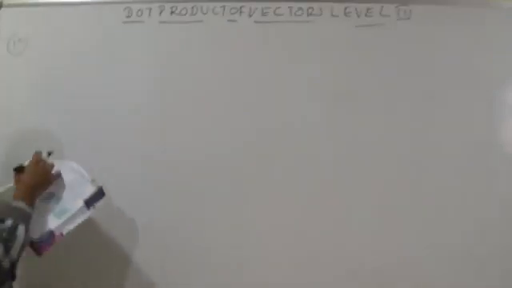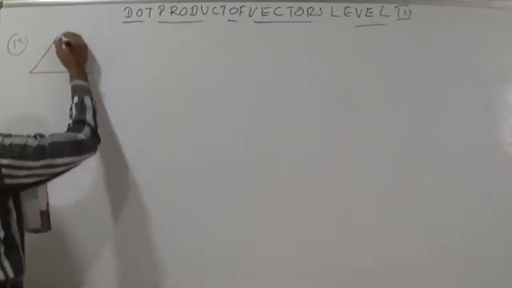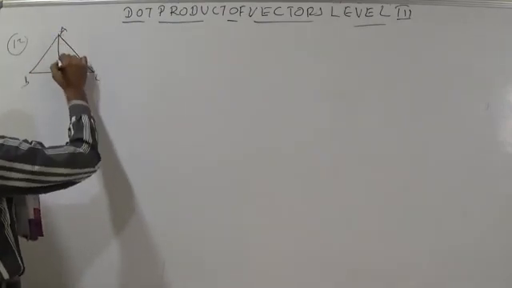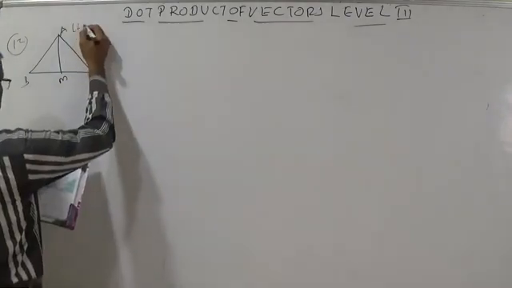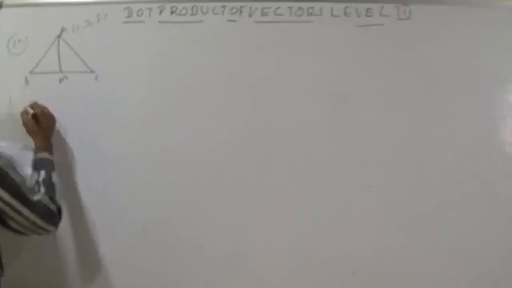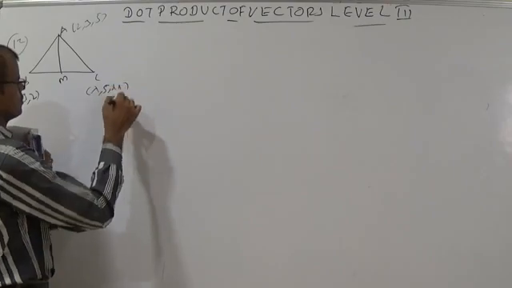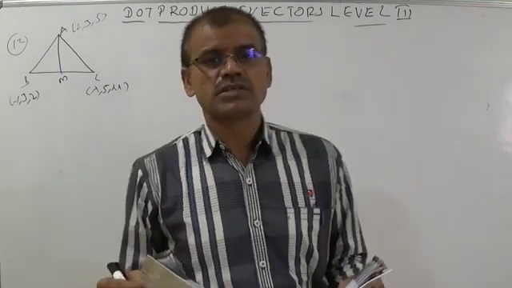A, B, C are the vertices of the triangle. AM is equally inclined to the coordinate axis, median AM. So put A on the upper side. This is A, this is B, this is C, and this is the median M. A is given as (2, 3, 5), B is given as (-1, 3, 2), C is (lambda, 5, mu). These are scalars. Lambda, 5, mu are the vertices of the triangle.